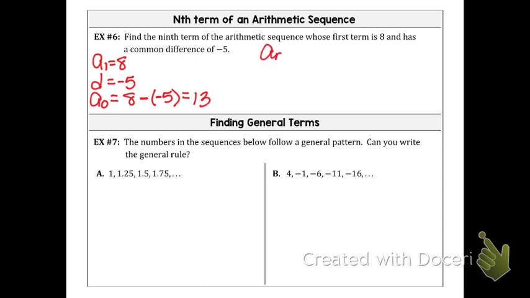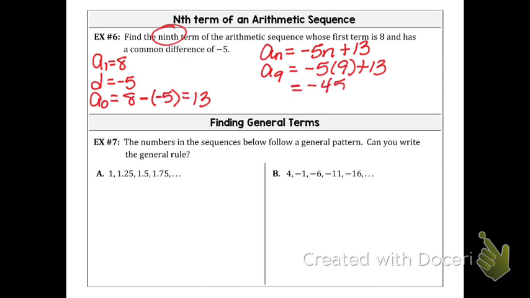So I know my equation is A sub n equals dn, so negative 5n, plus A sub 0, so plus 13. And then we're looking for the 9th term, so we're looking for A sub 9. So negative 5 times 9 plus 13. Negative 45 plus 13, which is negative 32.